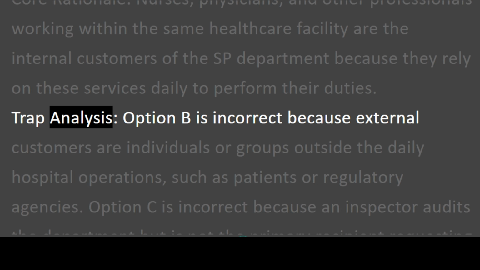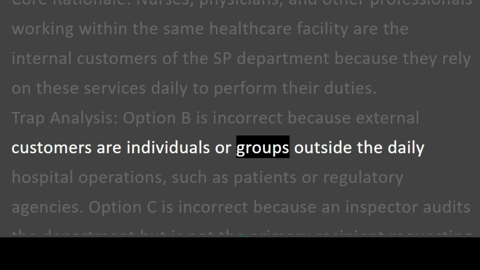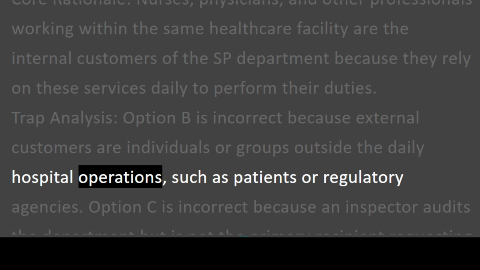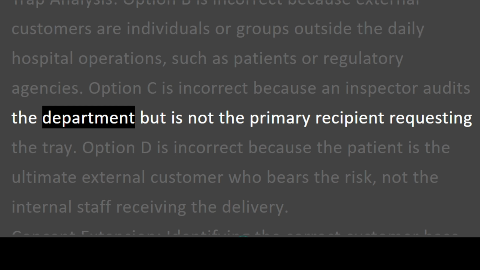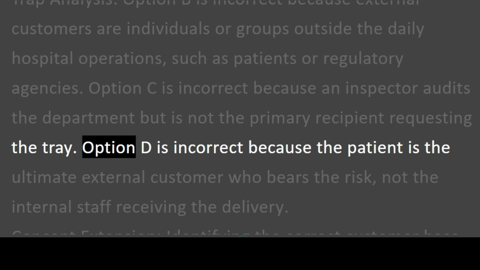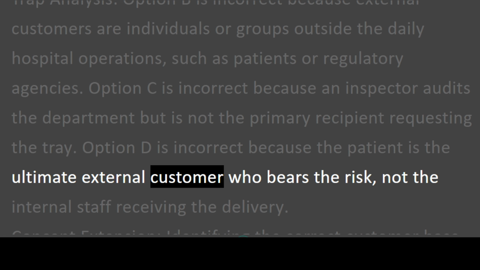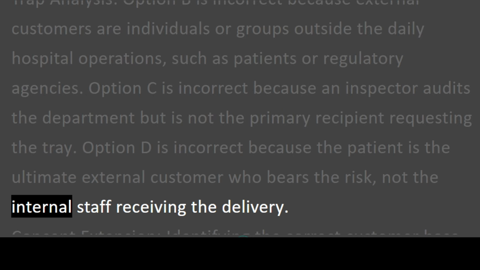Trap analysis: option B is incorrect because external customers are individuals or groups outside the daily hospital operations, such as patients or regulatory agencies. Option C is incorrect because an inspector audits the department but is not the primary recipient requesting the tray. Option D is incorrect because the patient is the ultimate external customer who bears the risk, not the internal staff receiving the delivery.